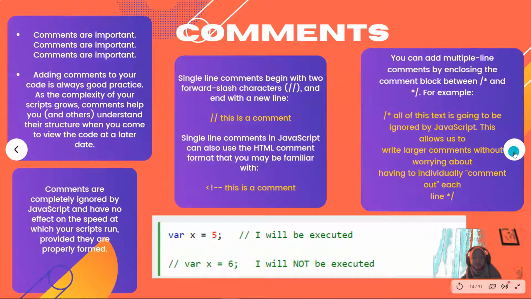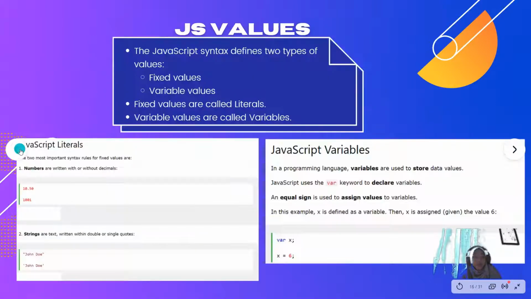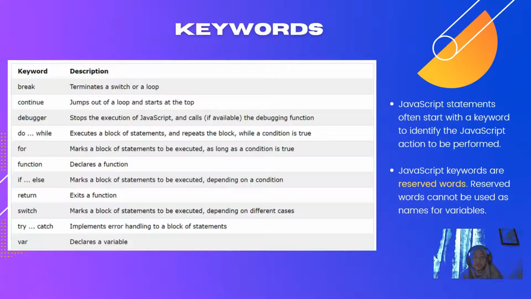Okay, next. Alright, we look at the keywords. What are keywords in JavaScript? You have learned programming languages before this, so it is actually the same as other programming languages where we have keywords. Keywords are sometimes called reserved words. They are used in the code, so you cannot use them as names for variables.